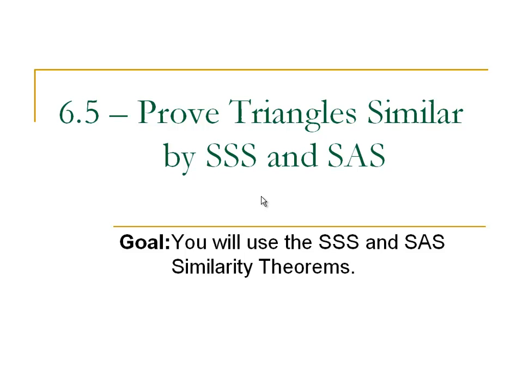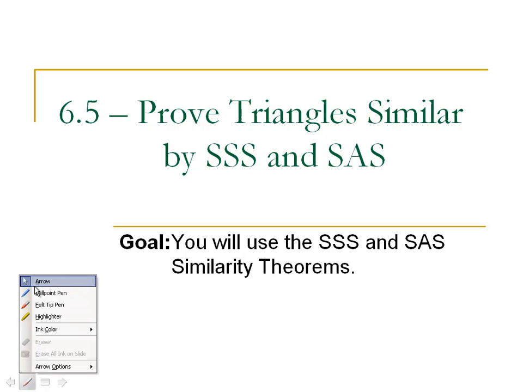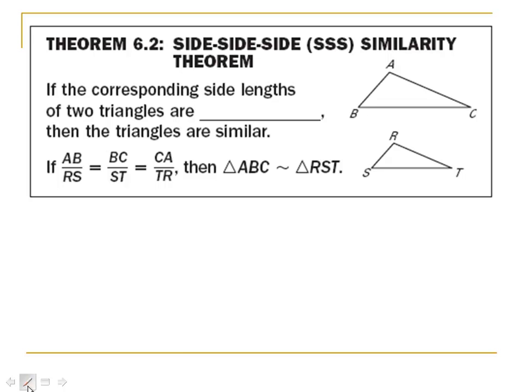Hi class, this is lesson 6.5. Prove triangles are similar by side, side, side, and side, angle, side. So our goal here is just to be able to use the side, side, side, and side, angle, side similarity theorems. We did have side, side, side, and side, angle, side congruence theorems. We also have similarity theorems. So I realize they do have the same names.